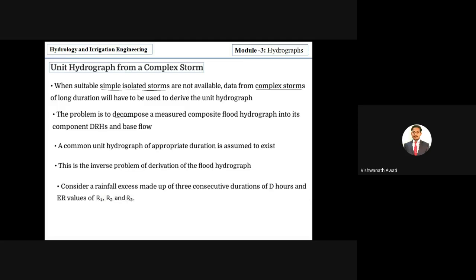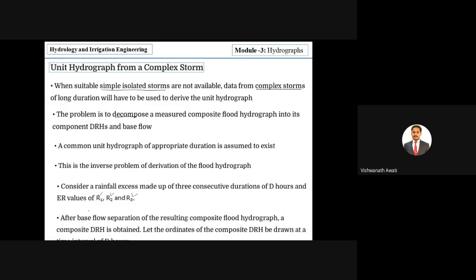Okay. Consider a rainfall excess made up of three consecutive durations of d hours, and excess rainfall values are r1, r2, r3. So one rainfall is r1, second one is r2 and third is r3, each of d hour duration, meaning 1d, 2d and 3d duration. Then, after base flow separation of the resulting composite flood hydrograph, a composite direct runoff hydrograph is obtained. See, here we have a flood hydrograph, and when you make the base flow separation, you will get the direct runoff hydrograph, right?